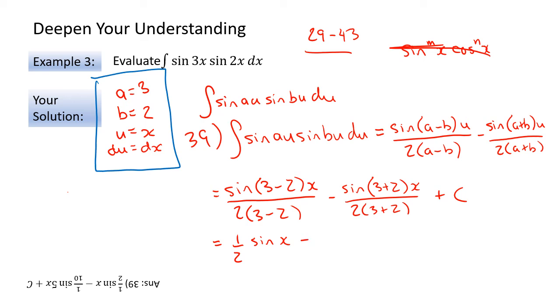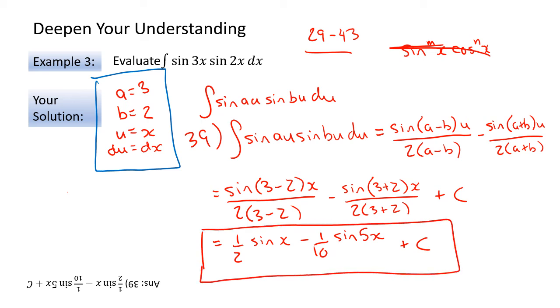Minus, in this case, we have 2 times 3 plus 2, which is 10. So that's minus 1 over 10, times the sine of 3 plus 2 is 5, which gives us 5x plus a constant. Okay? So this is integrals for sine functions, again, from 29 to 43 on the integral table list. Okay?